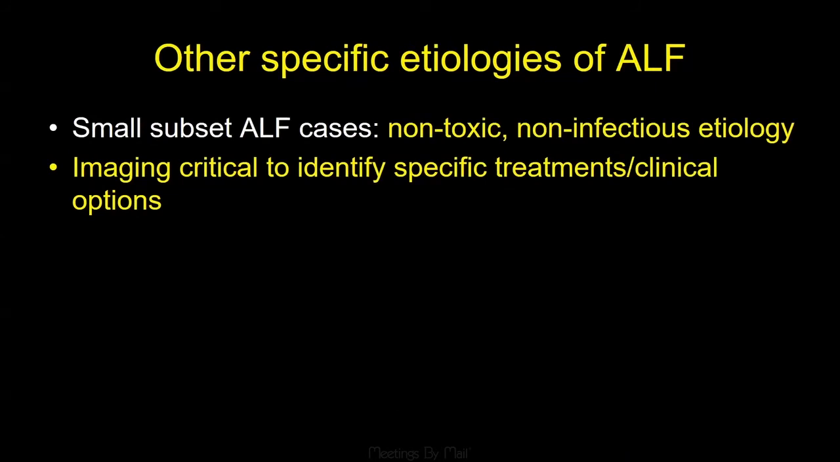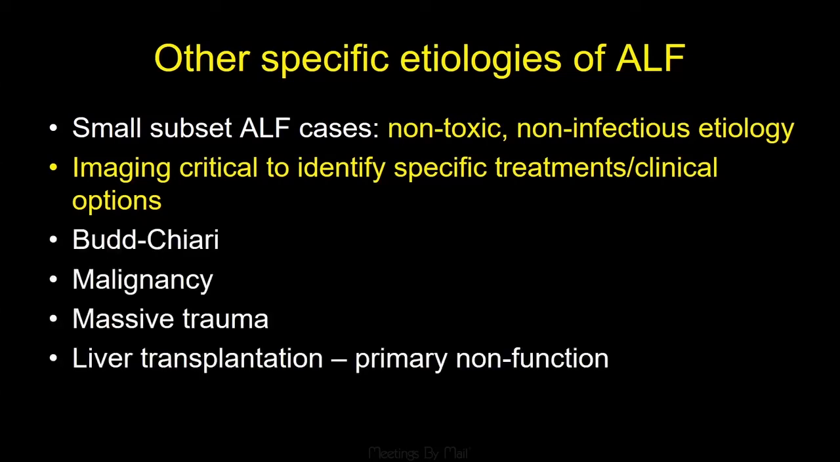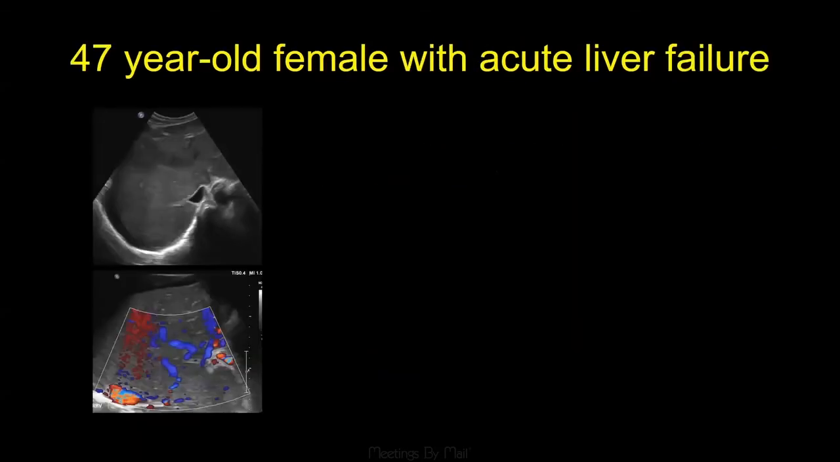Other specific etiologies of ALF constitute a small subset of ALF cases, and this refers to the non-toxic, non-infectious etiology. And here, imaging is critical to identify any specific treatments or clinical options for the patient. So, some of the cases that I'll show are Budd-Chiari, malignancy, and then also massive trauma falls into this category, as well as liver transplantation, particularly primary non-function.